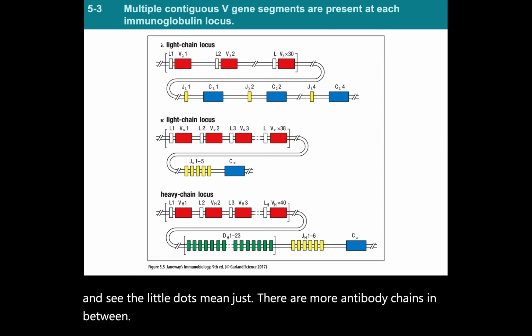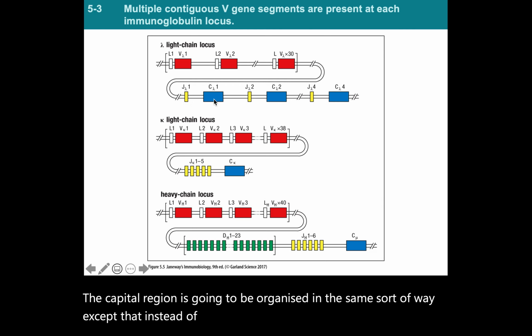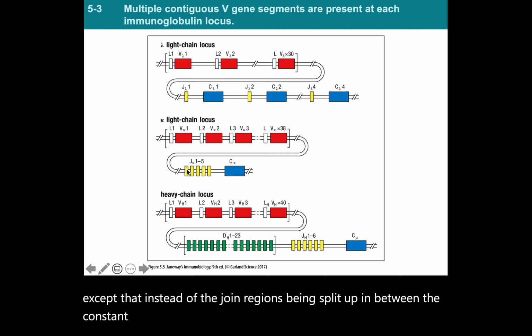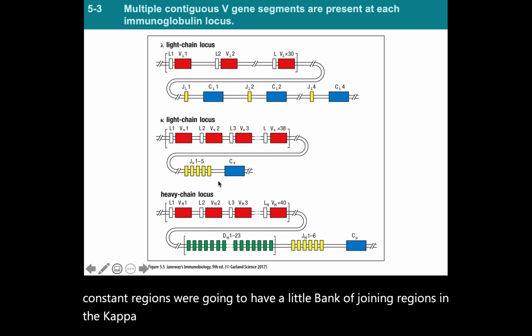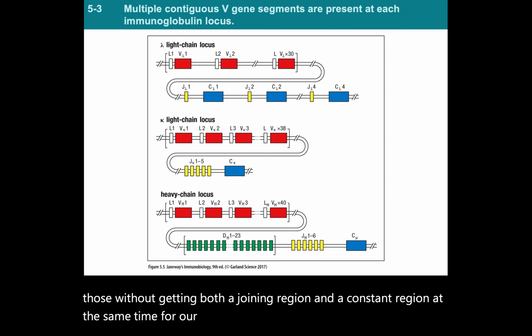The kappa region is going to be organized in the same sort of way, except that instead of the join regions being split up in between the constant regions, we're going to have a little bank of joining regions in the kappa locus that allows us to actually go in and choose one of those without getting both a joining region and a constant region at the same time, for our money. Gives us a little more diversity.